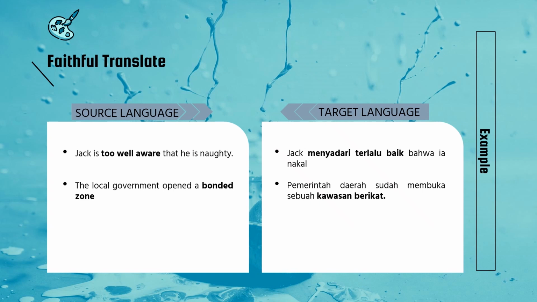And next, that is the example of faithful translation. The first example, in the source language, there is, Jack is too well aware that he is naughty. In the target language, Jack menyadari terlalu baik bahwa ia nakal. The phrase too well aware is translated into menyadari terlalu baik. This translation feels weird, and it will look better if the sentence is translated to Jack sangat sadar bahwa ia nakal. The next example is in the Dutch language, the local government opened a bond zone.